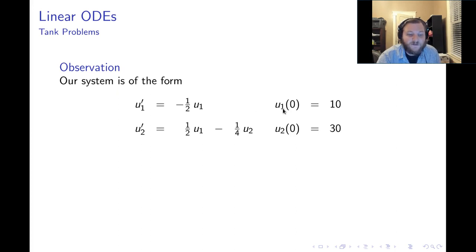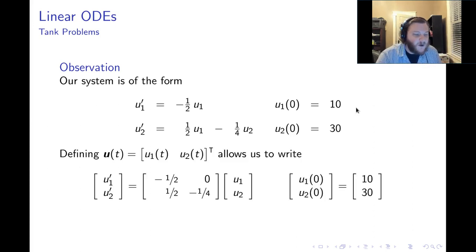And the initial value of u1, that's the initial amount of salt in the first tank at time t equals 0, was equal to 10. The derivative of u2 was 1/2 u1 minus 1/4 u2. And the initial amount of salt in the second tank was equal to 30. So the first thing that I want to point out is that we can use matrices to better encapsulate the data of this system. So how does that work?